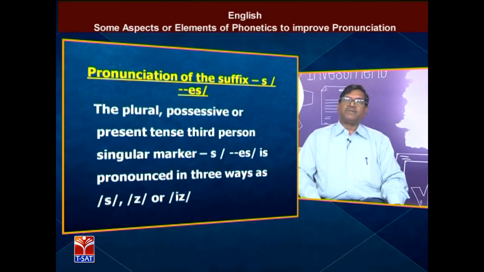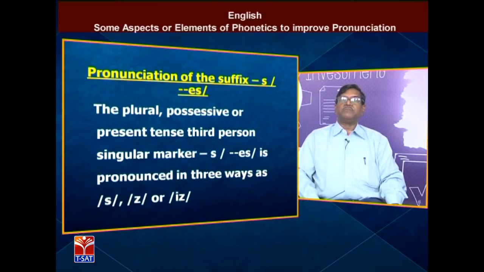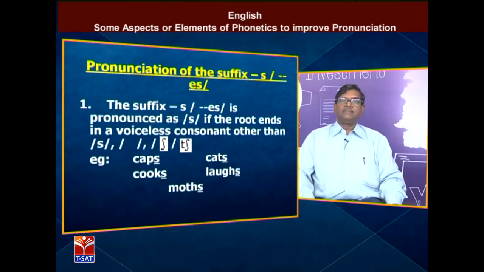And pronunciation of the suffix s or es, that is the plural marker. The plural, possessive or present tense third person singular marker, s or es, is pronounced in three ways: s, z or iz. S, z and iz. So, three different ways. The suffix s or es is pronounced as s if the root ends in a voiceless consonant other than s, sh, ch.